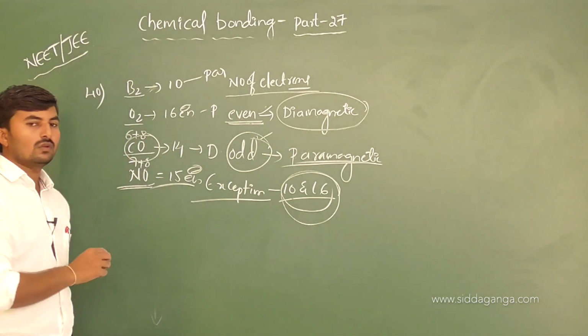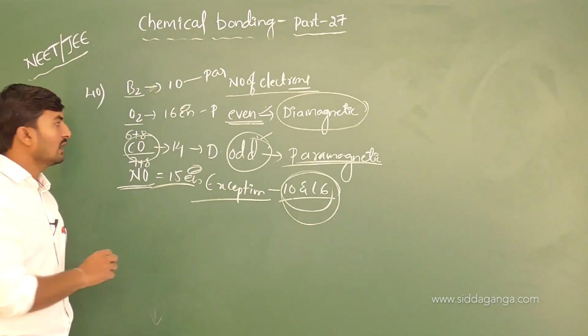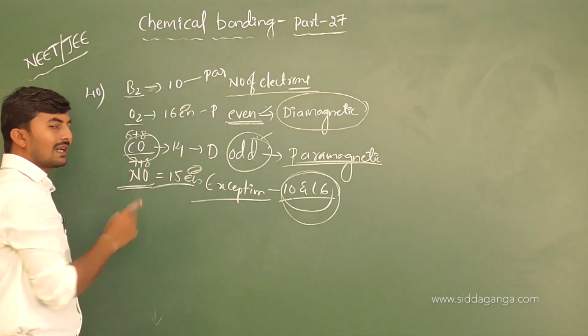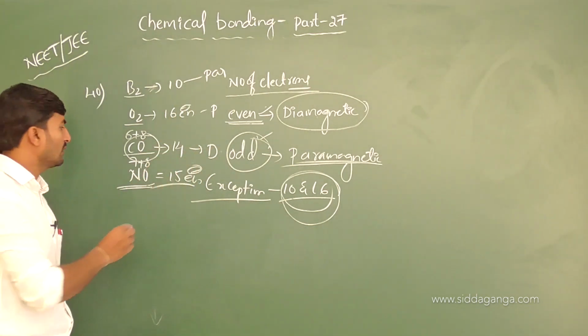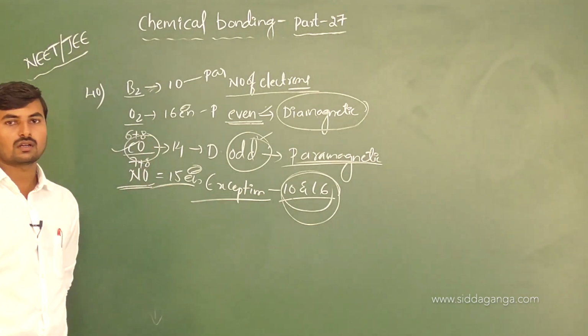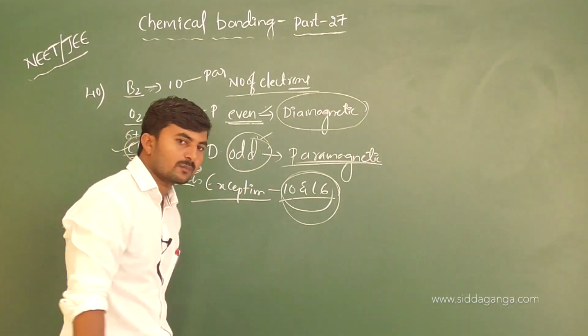The CO molecule can exhibit diamagnetism, and the rest of the molecules are paramagnetic in nature. Which is the correct option here? CO. Okay, the third option will be the correct option. Okay, next.